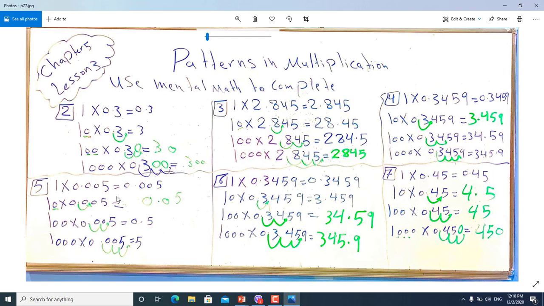This exercise is about how you can multiply decimals by 1, 10, 100, and 1000. We will solve numbers 2 to 7. It's on page 77. So use mental math to complete.